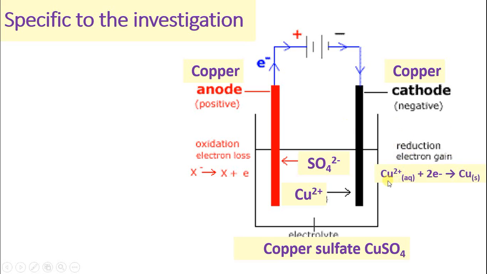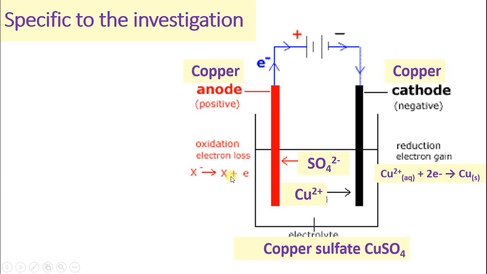At the cathode, the normal electrolysis process happens. So the copper ions are going to gain 2 electrons, because we've got a 2+ charge. To be able to cancel that 2+ charge, they need to gain 2 negative electrons, and copper metal is formed. So you get a coating of copper metal around this electrode. So in effect, the cathode will grow.